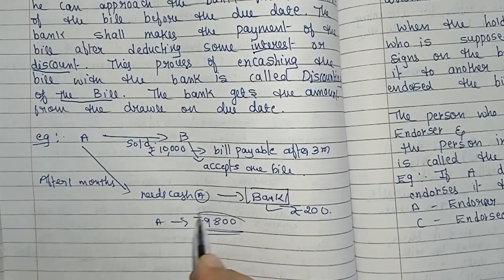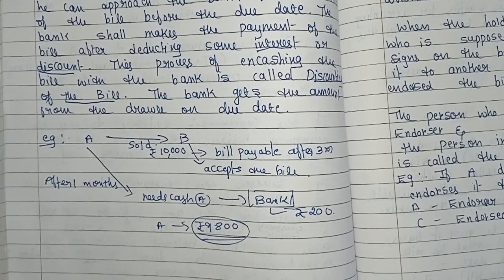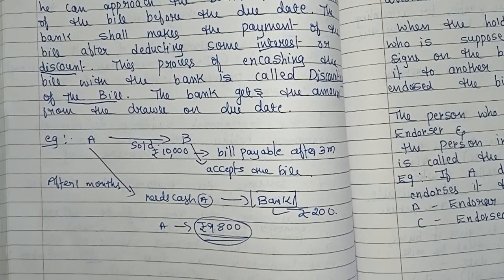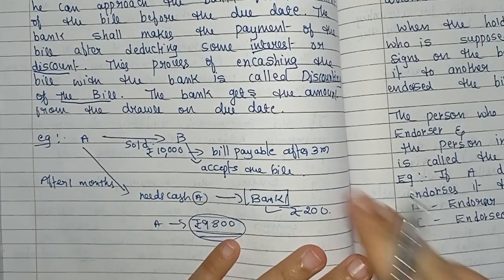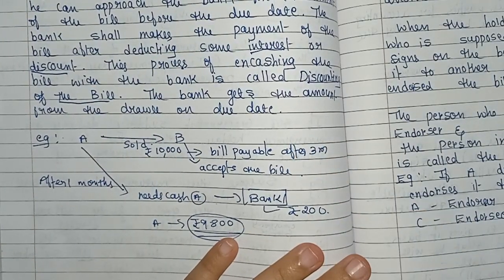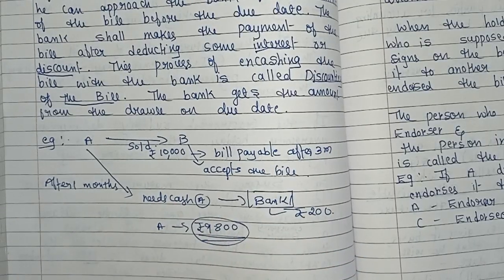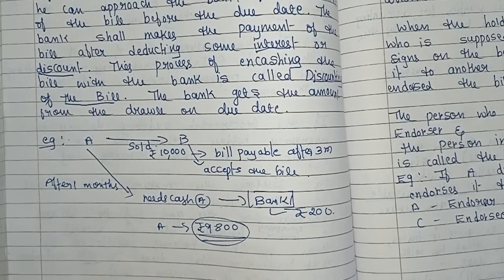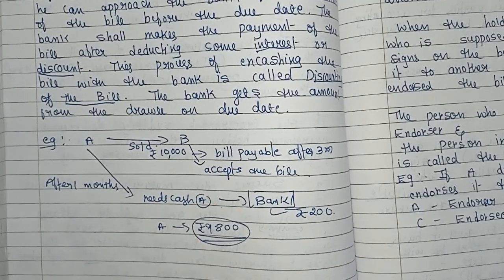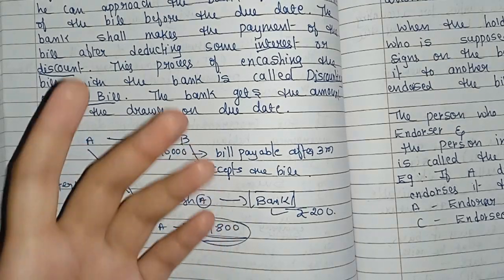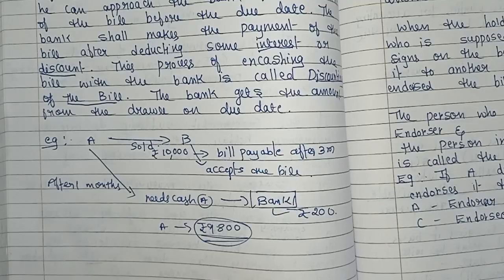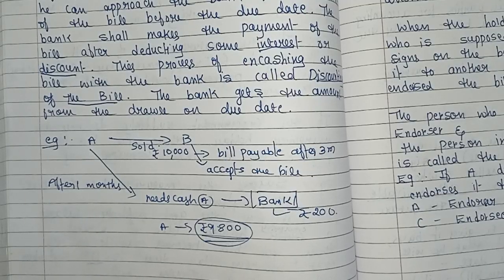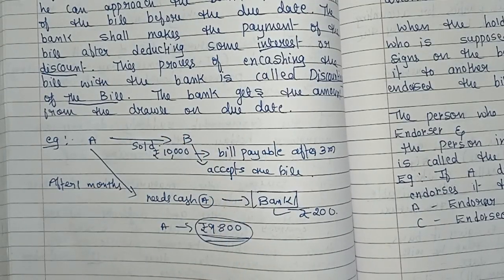Clear? So this is what discounting of bill is. I hope this is clear to you all. Now the question arises, why does the bank deduct some amount? That is called the discount. The bank deducts some amount because it gives money earlier than the actual payment date, right? So the deduction is like an interest for that advance.